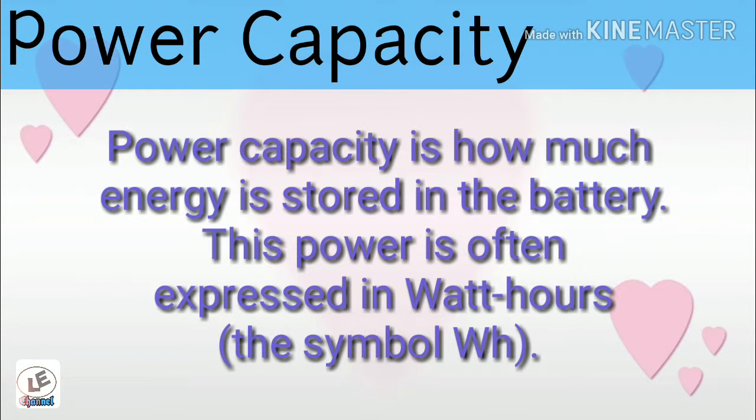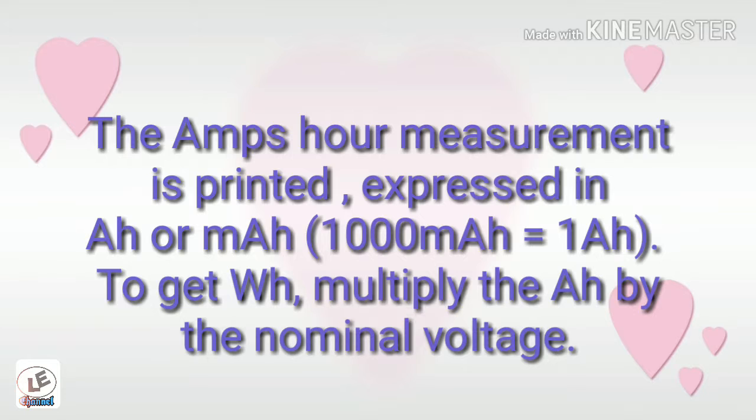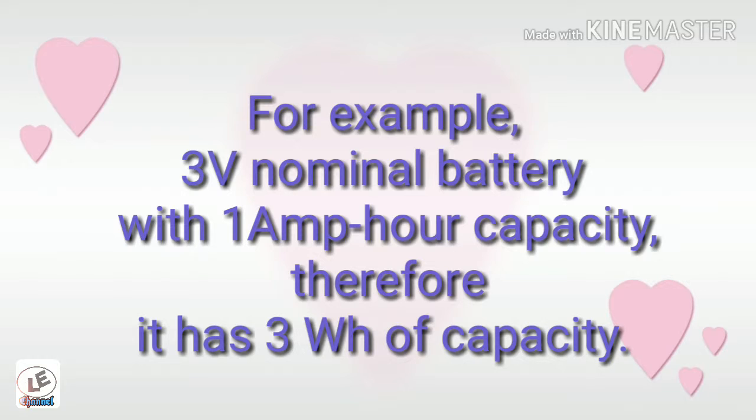When you are buying batteries, you need to know about their power capacity. Power capacity is how much energy is stored in the battery, and often it is expressed in watt hours, that is Wh. But most often on the batteries it is written in terms of mAh or Ah. To get Wh, multiply Ah by its nominal voltage. I will explain this in a little detail. Let us take an example of a 3 volt nominal battery of 1 amp hour capacity. Now multiply 3 volts by 1 amp hour, that is 3 Wh.